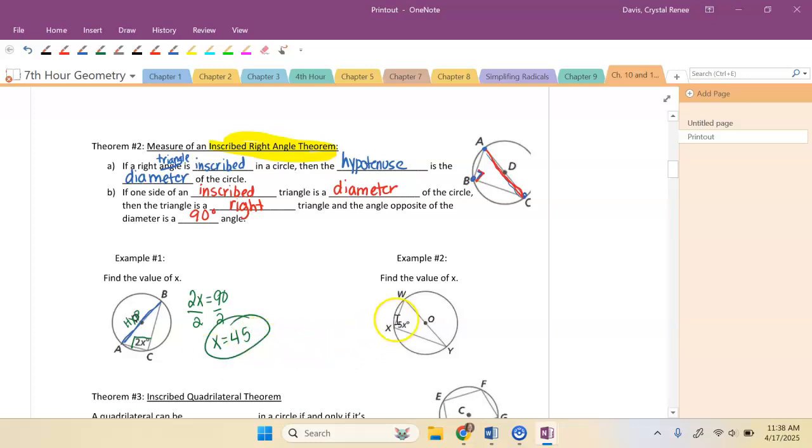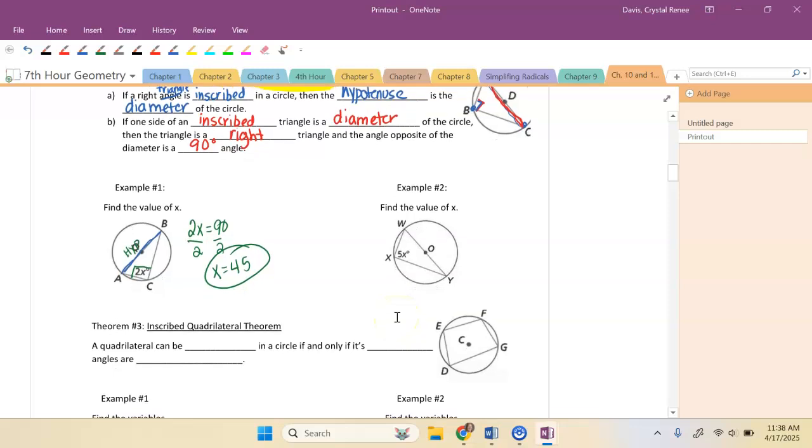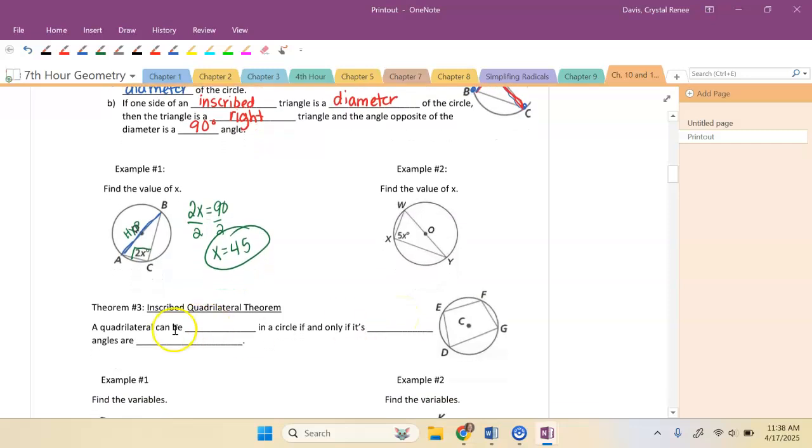Pause this, do example 2 real quick. Don't think too hard. It's not meant to be hard. And then unpause to see if you did it correct.